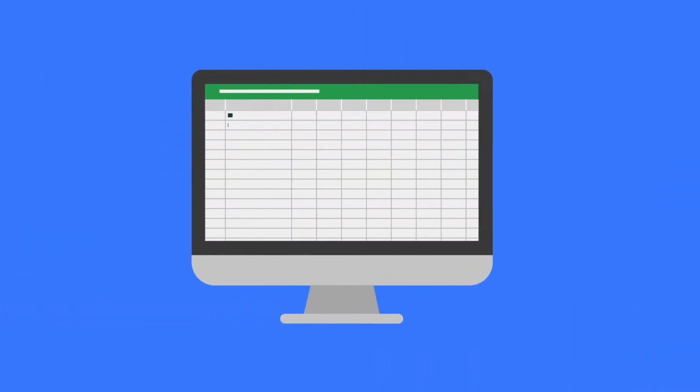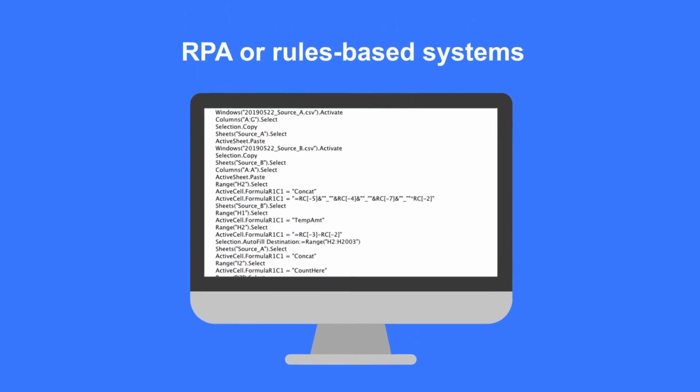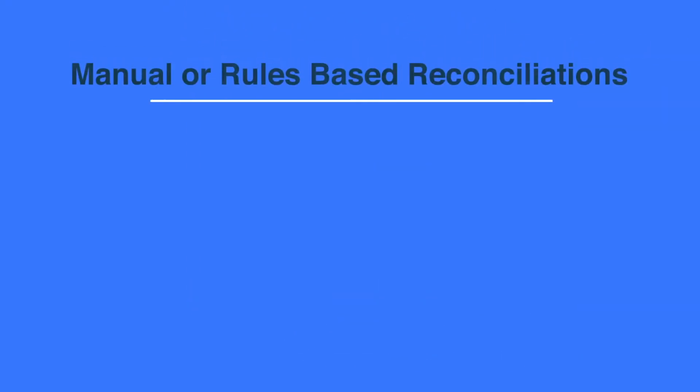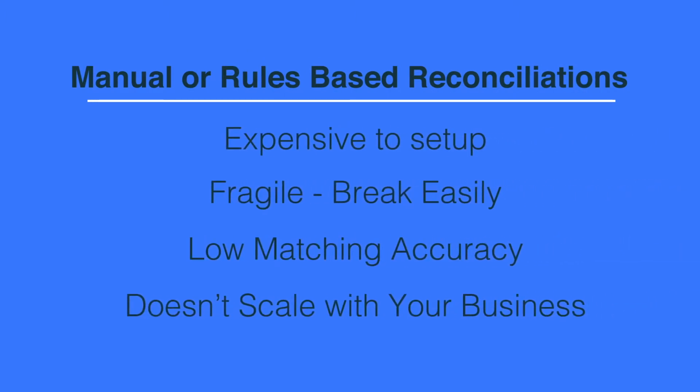Account reconciliations are time-consuming, painful, and error-prone. They're also critically important to your business. Most companies do these manually. Others employ technology like RPA or rules-based systems. But these approaches are expensive to set up, break easily, not very accurate, and are costly to maintain.